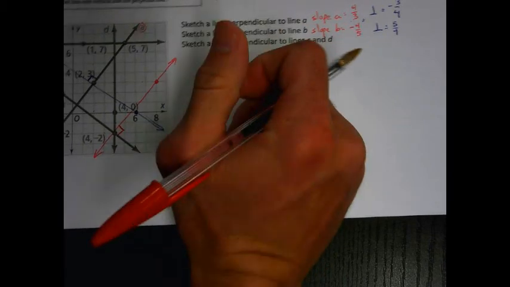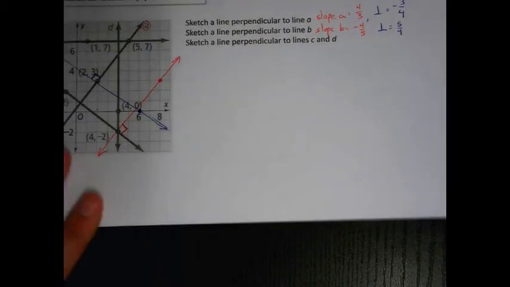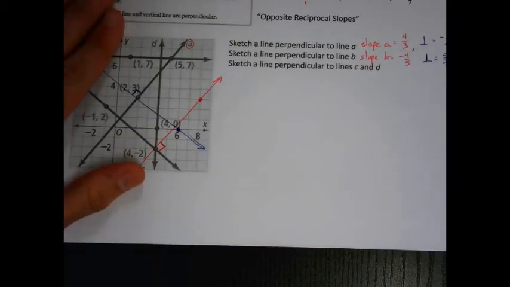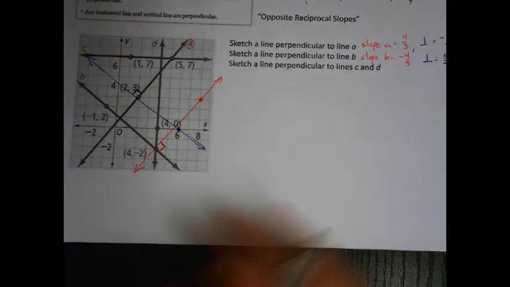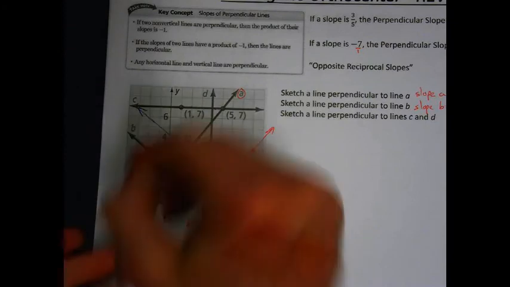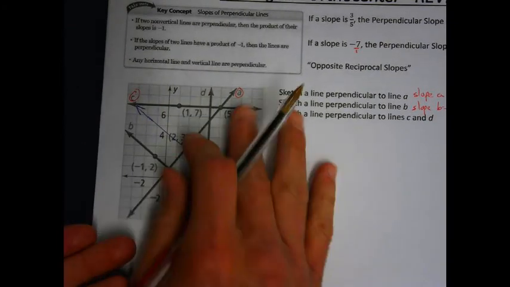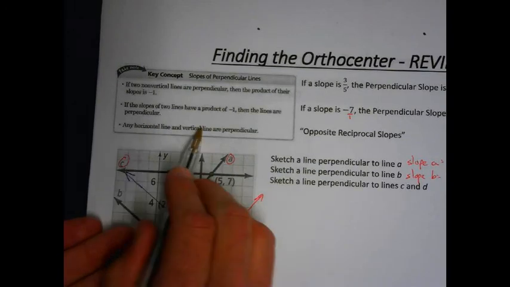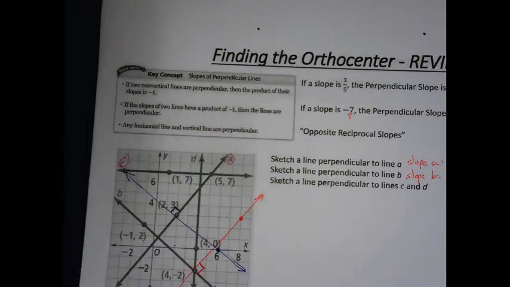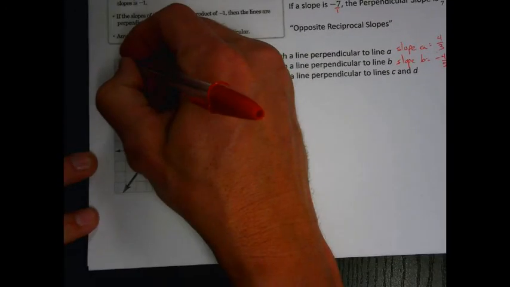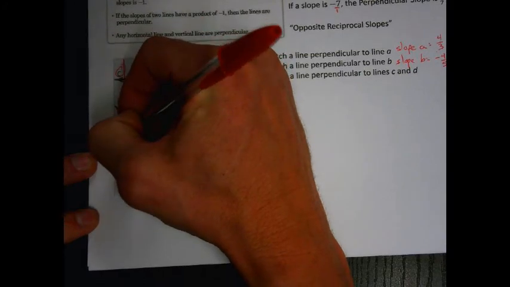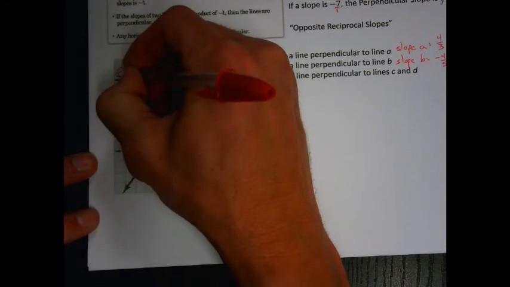Okay, so we have to be able to know how to do that. And sketching a line perpendicular to lines C and D. Well, here's line C. C is a horizontal line. What's perpendicular to horizontal? Perpendicular to horizontal is vertical. So any vertical line will be perpendicular to line C. So I'll draw a line down there. That's perpendicular to line C.